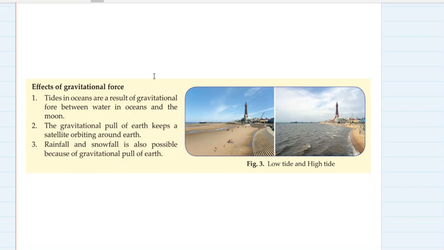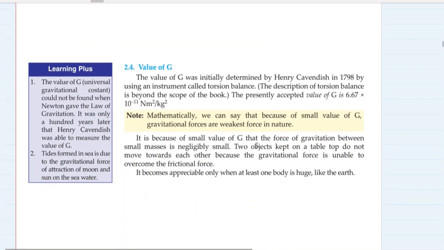Rainfall and snowfall are also possible because of the gravitational pull of the earth. Otherwise there would not have been any rainfall or snowfall. Okay, so these are some effects of gravitational force. Now let's talk about the value of g.